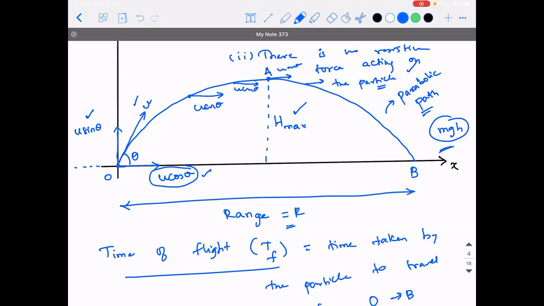Who asked me about kinetic energy? Was it Raghav? Yes, sir. Now you understand why there is kinetic energy still going to exist: half mv square.